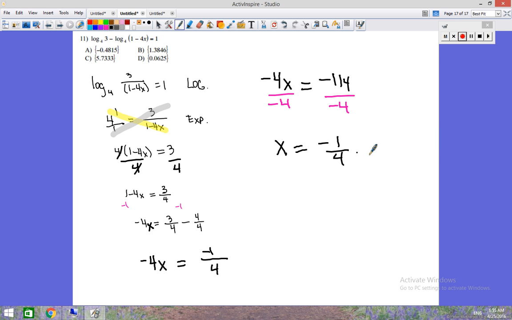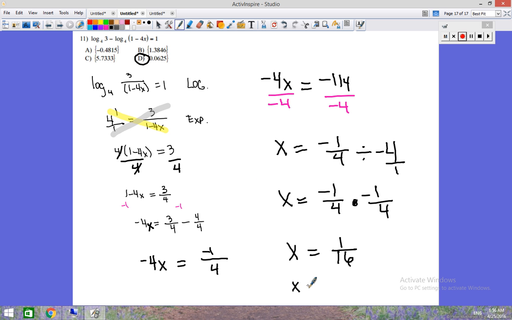Negative 1/4 divided by negative 4. We can rewrite division as multiplication times the reciprocal of negative 4. Negative 1/4 times the negative 1/4 is positive 1/16. Let's get a decimal number for that. And it's choice D here, 0.0625.